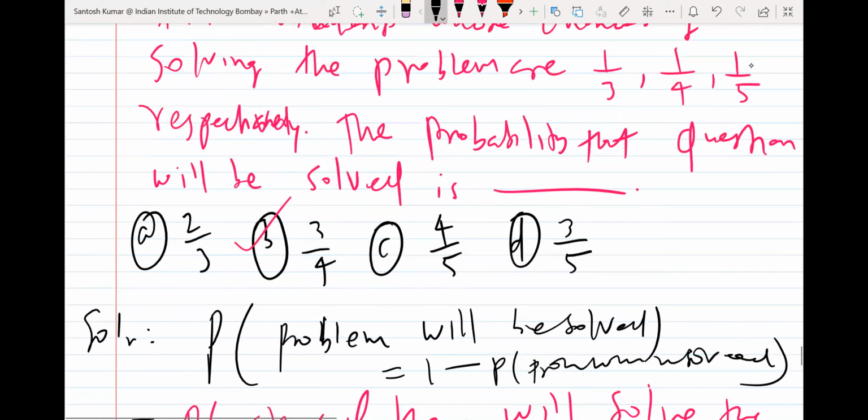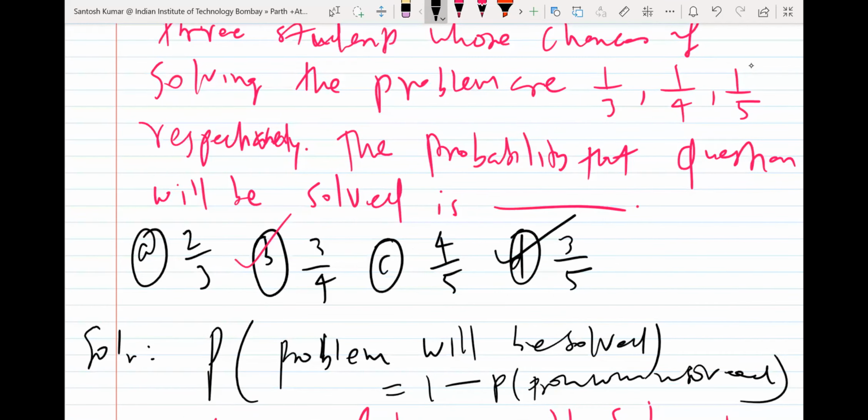So if we have given 3 by 4, there is some mistake. It is 3 by 5. So this is option D.